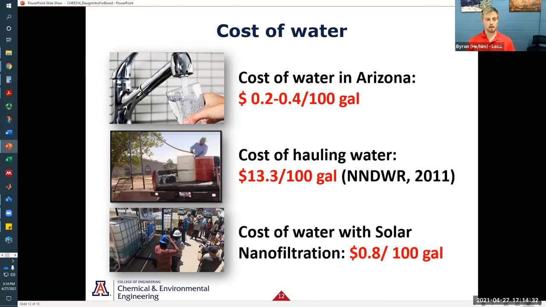So our current cost of the nanofiltration system is about 80 cents for the 100 gallons. That is a great number. If we can try to bring that down even further, which is what our design groups have as part of their task, that would be fantastic for our groups.